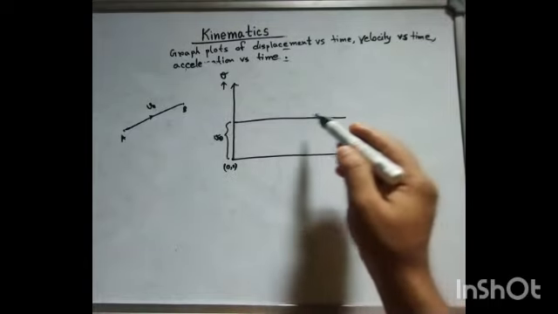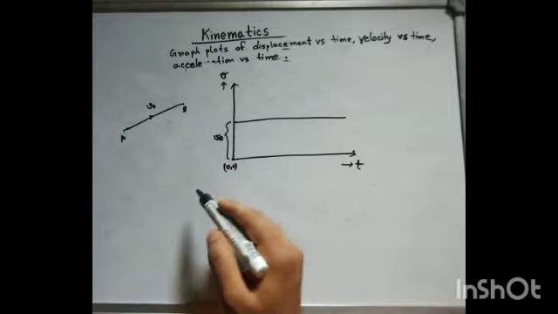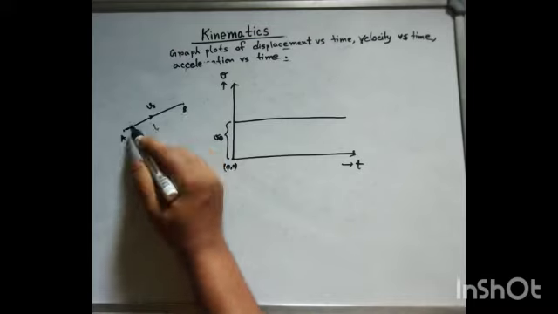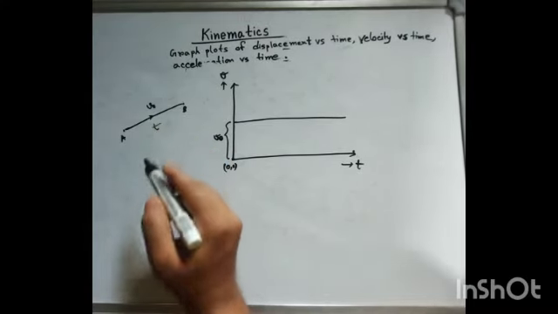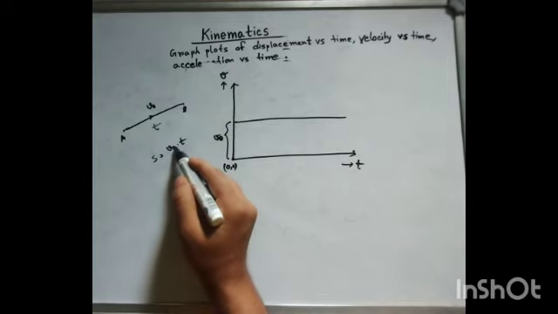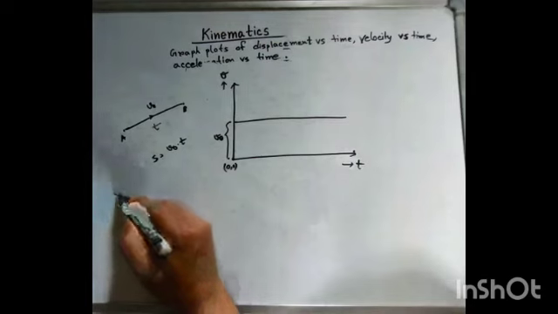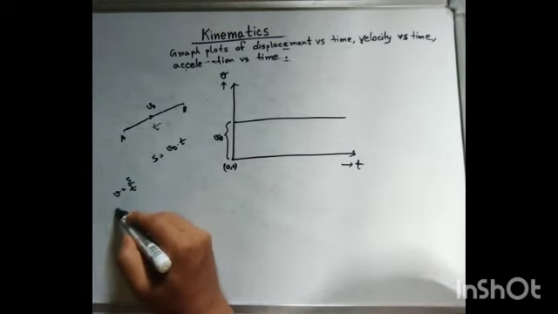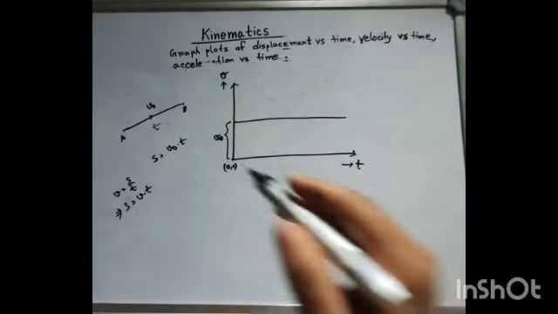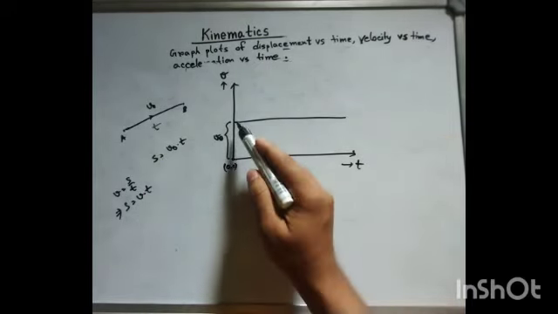Okay, so now you know that if your speed is v naught and you cover this distance in time t, then the distance is v naught into t, because you know v is equal to s by t, so s must be equal to v into t, and as v is constant here, s is equal to v naught into t.